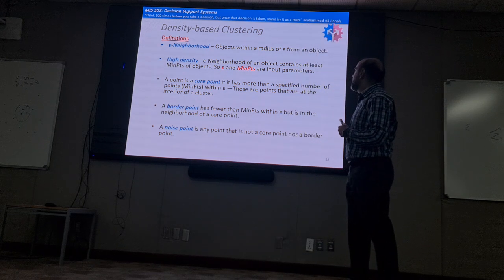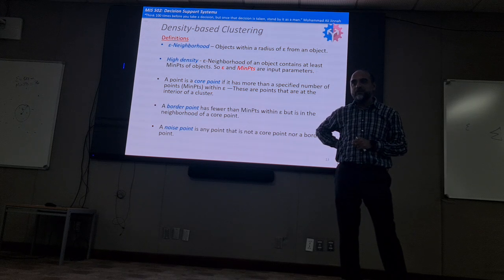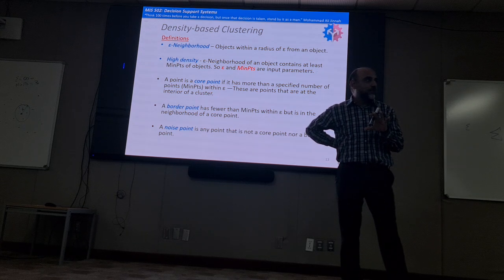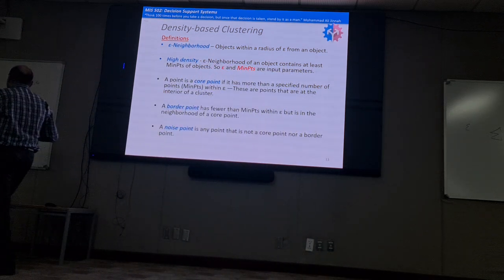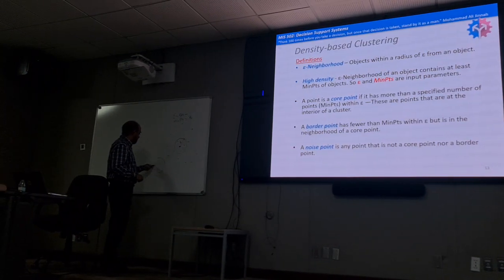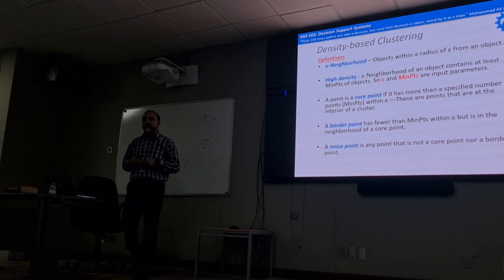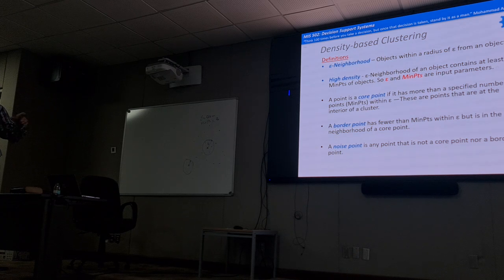The E neighborhood of an object contains at least min points. So E and min points are the input we have to give. Again, we have to know where we are coming up with this E and min points, but even if it is given to you, do you understand what they are? Can you tell me if this point has a dense neighborhood? No. Why? Because it has 1. How many minimum do I need? 3.